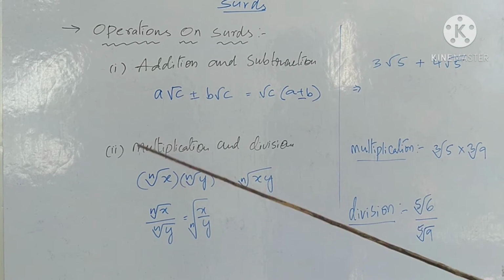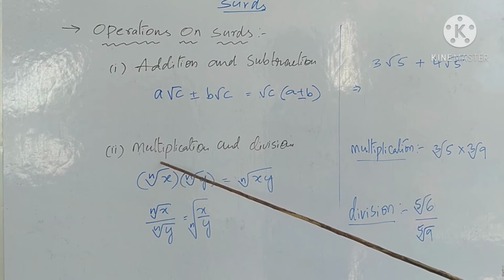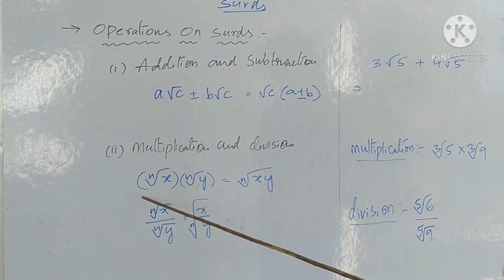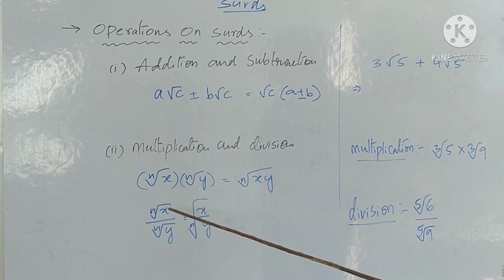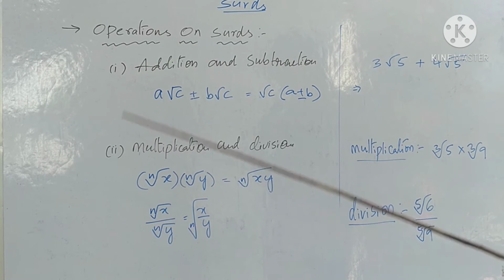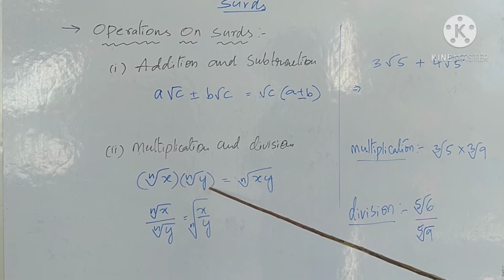And for multiplication and division, these are the operations on surds. Next topic, multiplication and division. Here nth root x into nth root y is equal to nth root of x into y. Next one, nth root of x by nth root of y is equal to nth root of x by y.